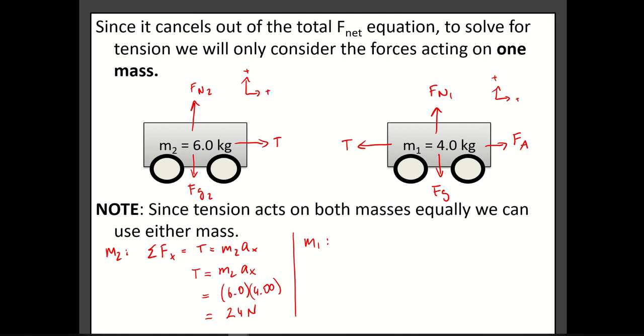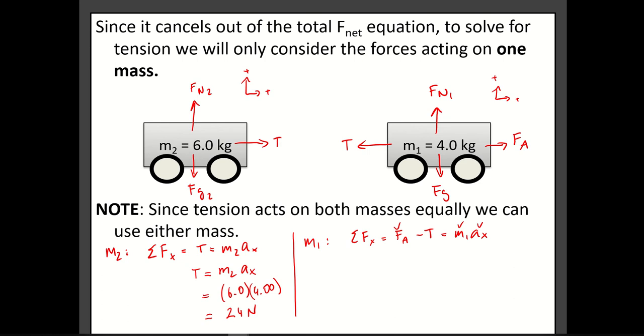So our F-net for this one is going to be tension in the negative direction, our FA in the positive direction, and this is going to equal the M1 times the acceleration. So again, the goal is to get the same tension force of 24 newtons. So let's actually solve this for tension because we know what FA is. This is given, we found A. So the only unknown is tension.